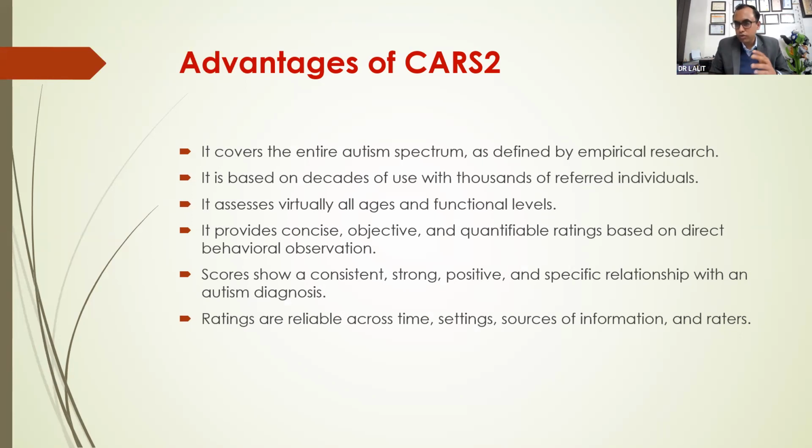Earlier in DSM-4, there was no such classification or categorization of autism spectrum disorder. So it provides you concise, objective, and quantifiable ratings based on behavioral observation. Scores show a consistent, strong, positive, and specific relationship with autism diagnosis. So they are very reliable, and these scales have been studied over a period of time and over a lot of diagnosed individuals. The sensitivity and specificity compared to other scales is very high for CARS. But it is not considered to be the gold standard.